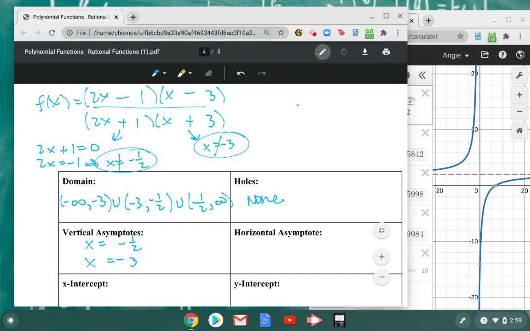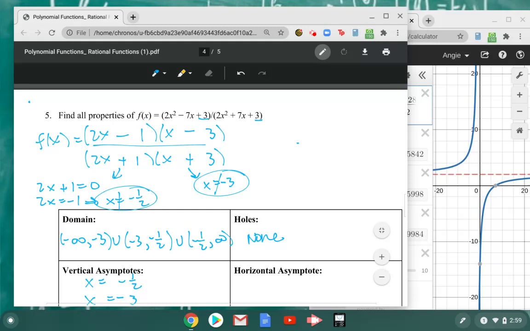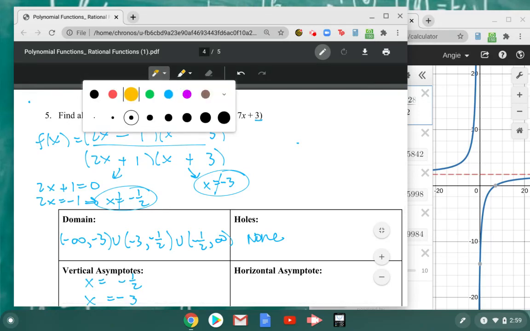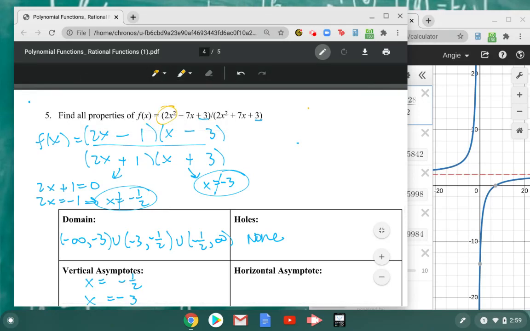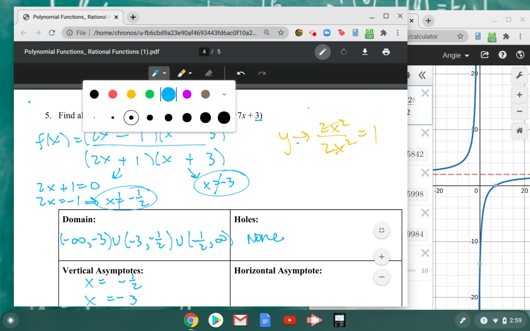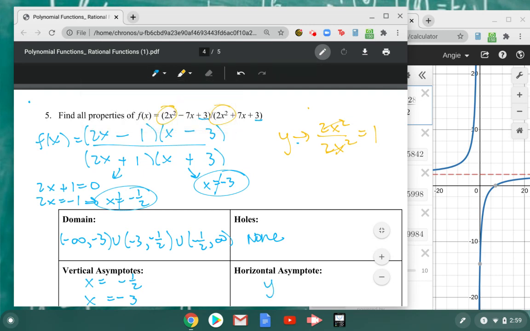Horizontal asymptote. For the horizontal asymptote, I'm going to look at those lead terms, and they do happen to have, yay, because it's the easiest one, the same degree. Because they have the same degree, I can just go ahead and look at the first terms. It acts like 2x squared over 2x squared. I can cancel each of these, and it approaches 1. So that horizontal asymptote, no slant, is at y equals 1.